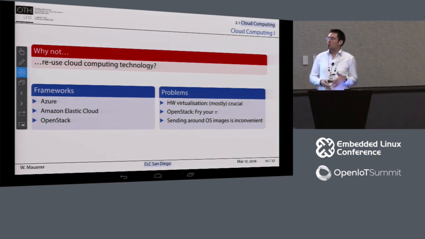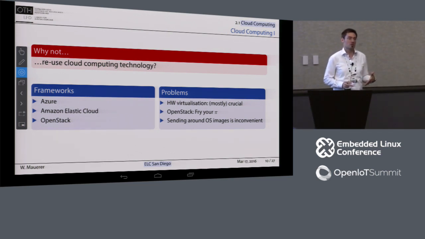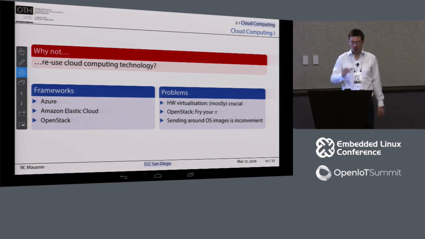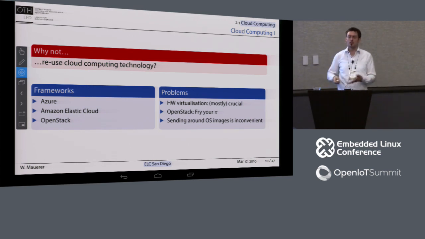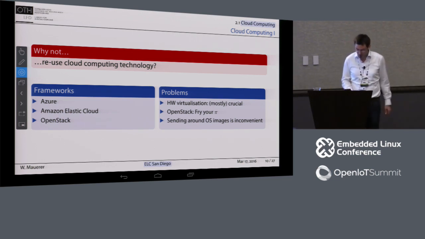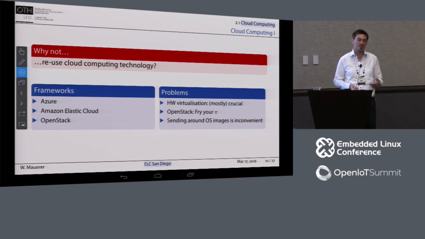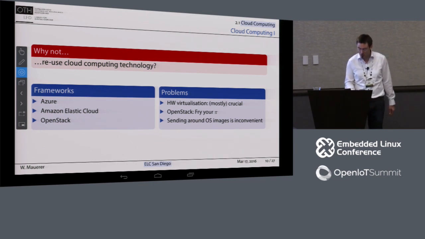Good, so when we tried to build such a system, we actually wanted to reuse as much of the existing technology as possible. And the requirements I outlined are not completely off what we use in cloud computing. So we did consider if we couldn't use elements of OpenStack and similar approaches and adapt these to our needs. Of course, things like Azure or the Amazon Elastic Cloud are obviously out of the picture when you're using a Raspberry Pi. But initially, we were hoping to maybe benefit from OpenStack.